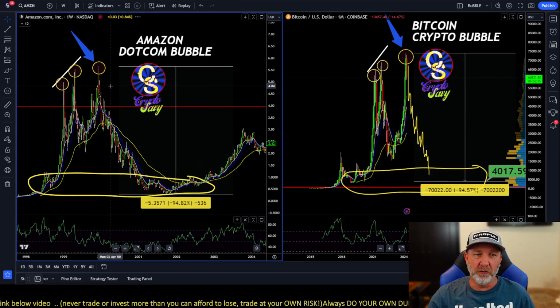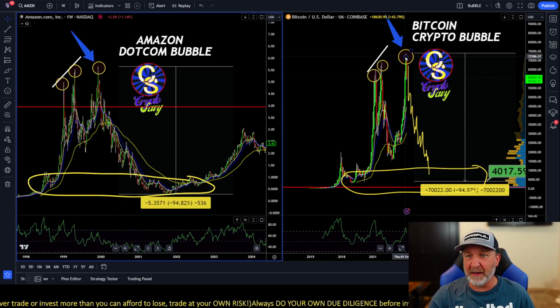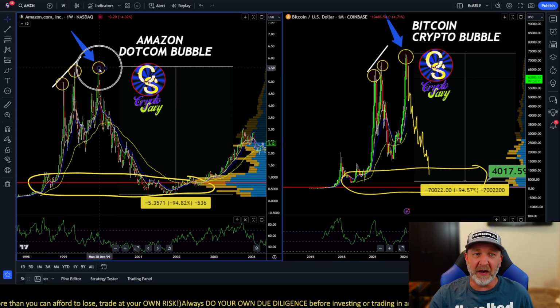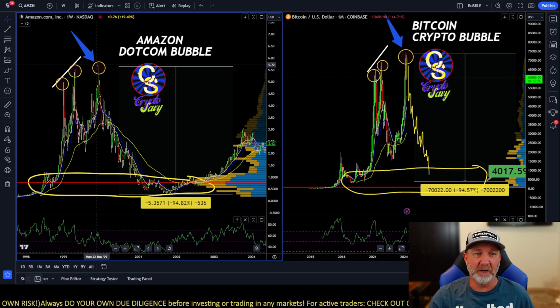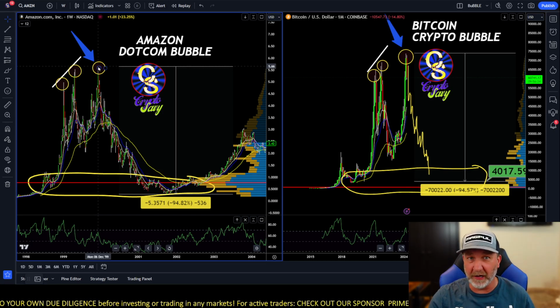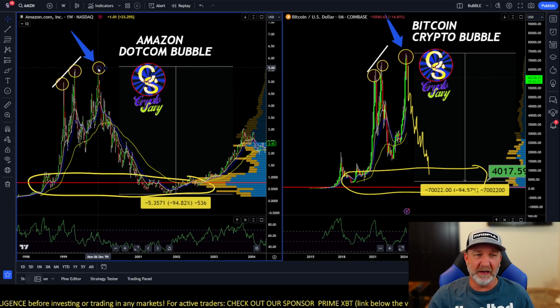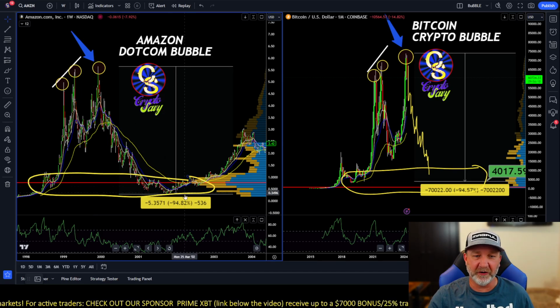And showing you the triple top pattern that I believe could be coming. If you guys were around back in 2000, most of you probably weren't, when everything was super bullish, kind of like what's going on in the crypto market, right? Amazon did a 95% correction after that, right?